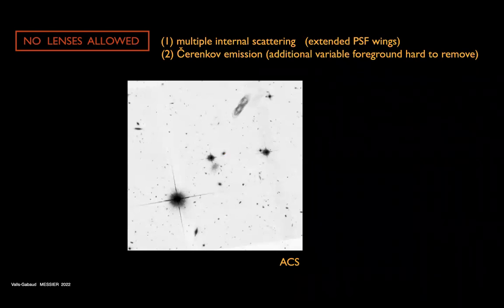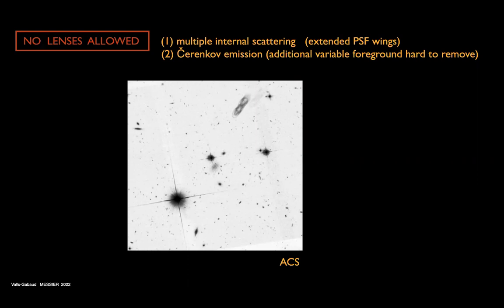Now, there is another issue here, a bit subtle. You cannot use lenses. And one reason is the one I showed before. You have scattering produced by the internal reflections in the lenses. And the second is that you will have Cherenkov. Cherenkov particles that will go faster than light in your lenses, and they will produce these flashes into your detector.